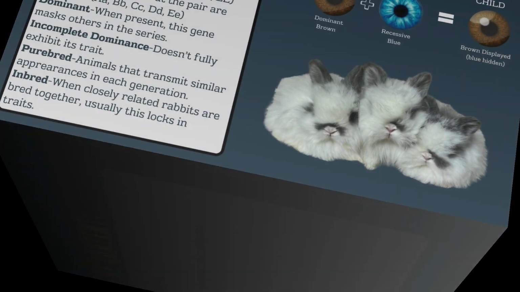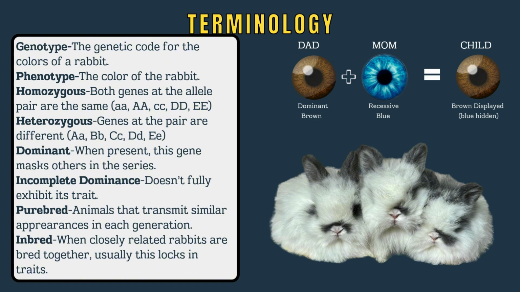The terminology: genotype is the genetic code, which cannot always be outwardly seen. Phenotype is the physical characteristics which can be seen with the eye. Homozygous is an identical pair of genes, and heterozygous is two different genes. Dominant genes can visibly be seen and are noted with a capital letter. They always override recessive genes in terms of appearance.